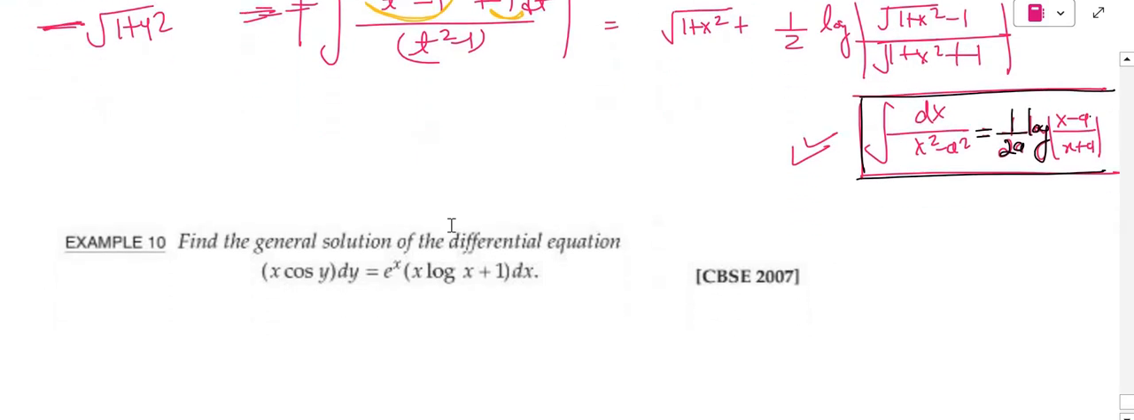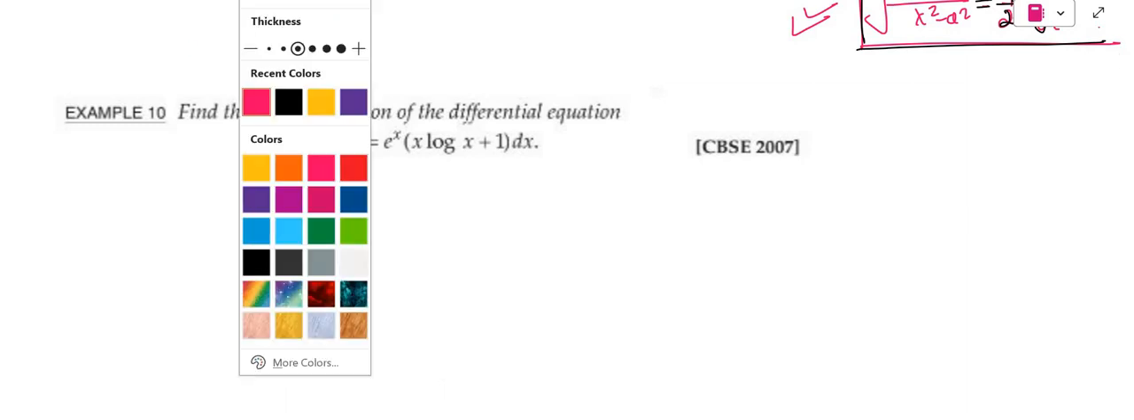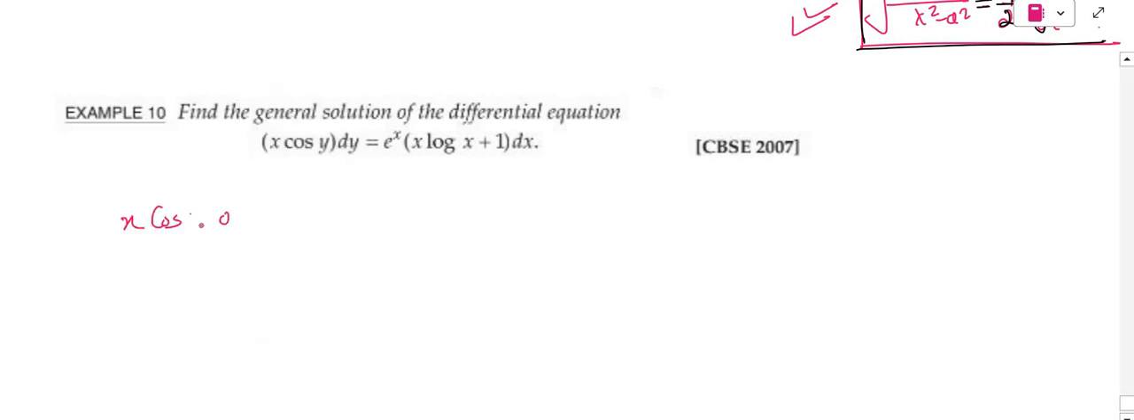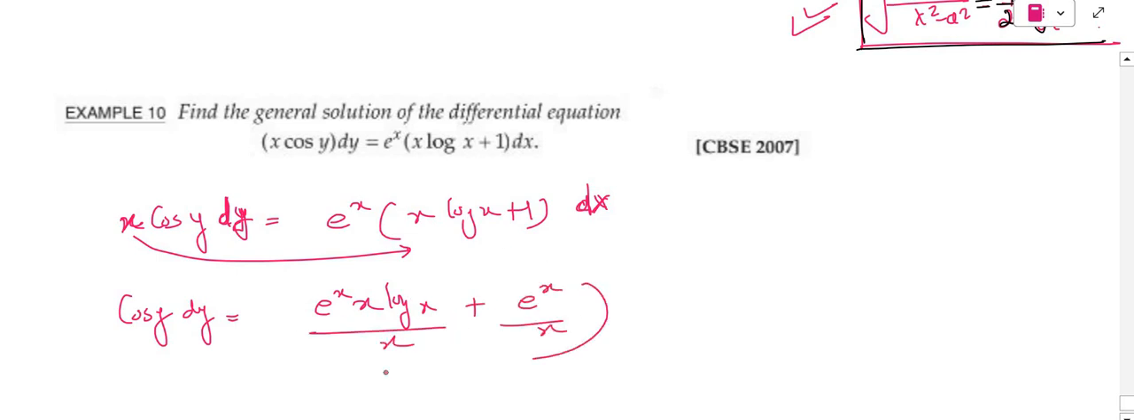Okay? So here it says, find the general solution of this equation. So let's do variable separable. What we can do is, I'm just writing the question to see what is there. This is e^x (x log x + 1) dx. So the left side is dy and here is dx already. Only this x should belong here. That's all. So I am writing cos y dy is equal to e^x (x log x + e^x) divided by x. Understood? dx.